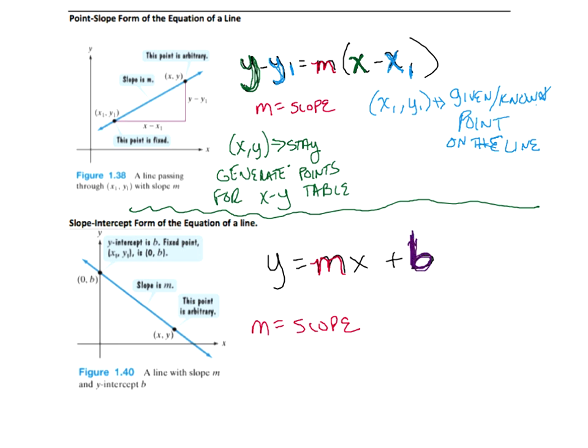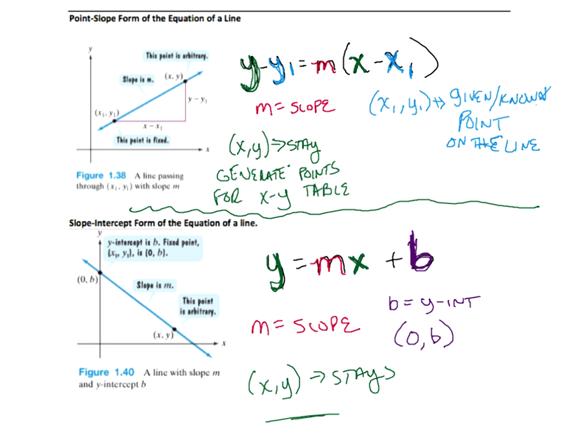That's a b, not a 6, by the way. b is the y-intercept. The y-intercept always has the form 0 and some y value, b. The x and y are the same x and y from above. They stay. That's how you generate points on your line. So this is just the point x, y. It stays, and it generates points. Same thing there.